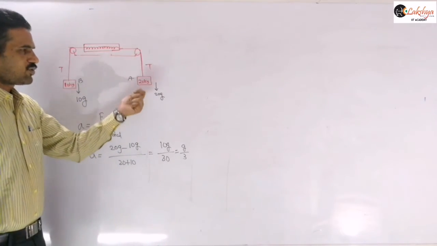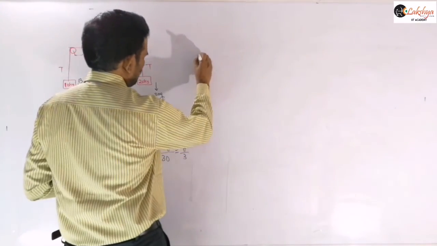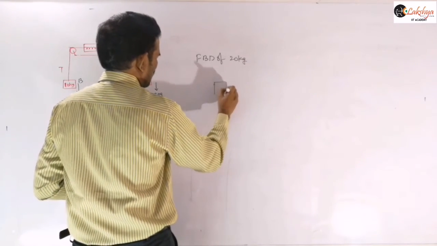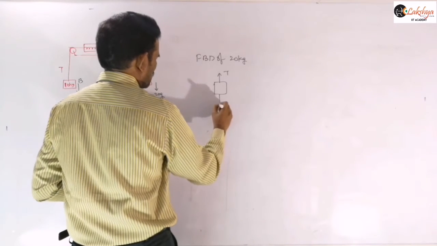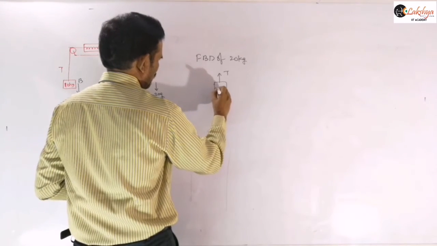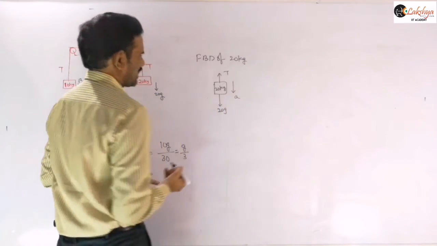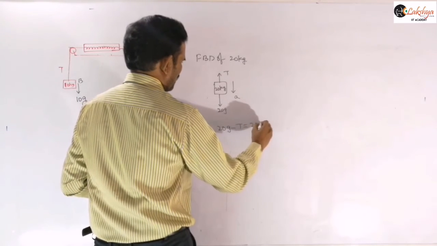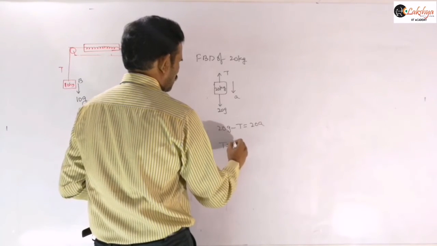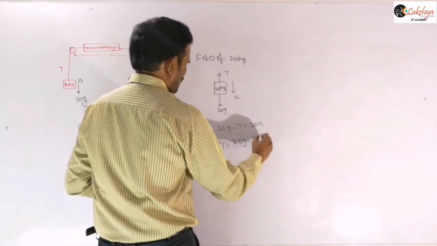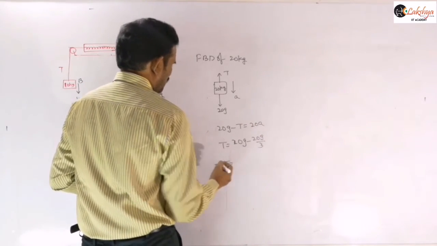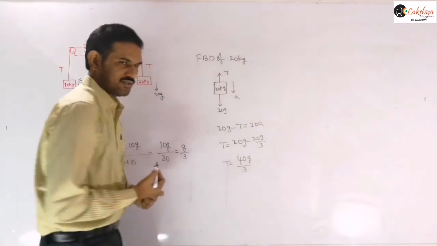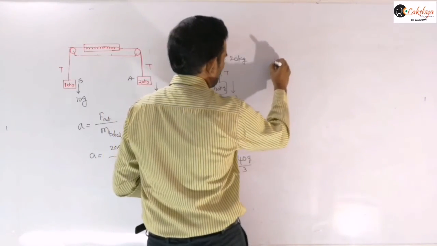Then now you can take the free body diagram of any one block, then you can calculate this tension. So the FBD of the 20 kg block: the tension upwards and 20g downwards here. And now it is moving down with an acceleration a. Therefore 20g minus T is equal to 20a. Therefore T is equal to 20g minus 20g by 3, right? And so it is 60 minus 20, so it is 40g by 3, right?